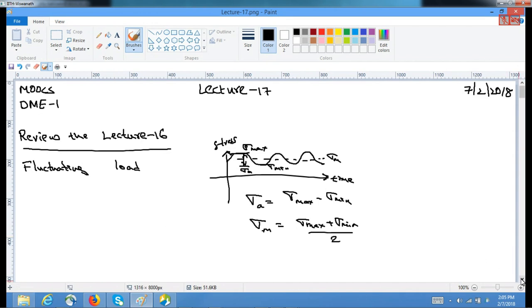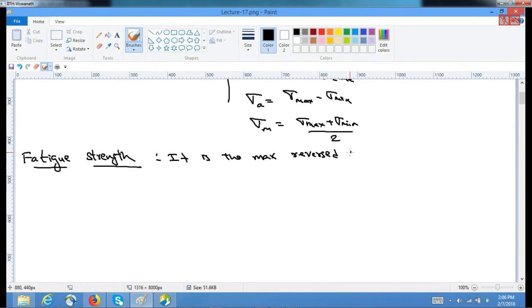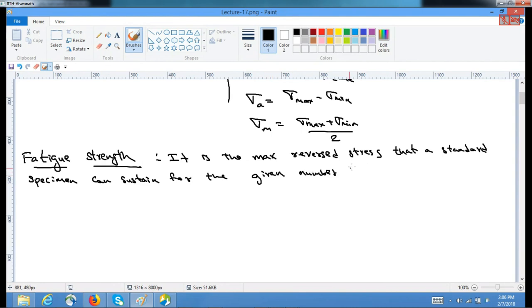as the maximum reversed stress that a standard specimen can sustain for a given number of cycles without fatigue failure.